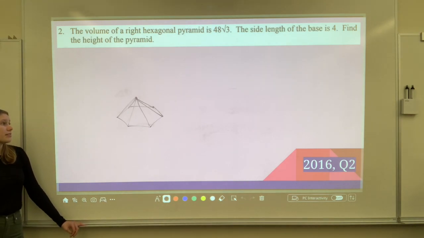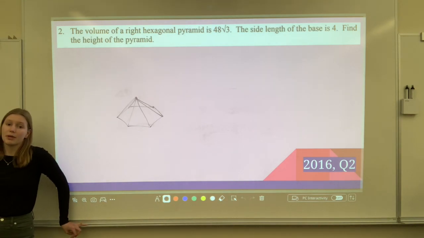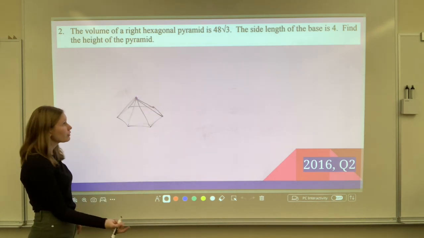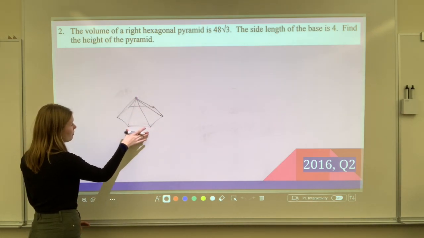and there is the tip of our pyramid. Obviously that's not super well drawn, but it gets the job done. We know that our volume is 48 times the square root of 3, and we know that the side length of the base is 4.